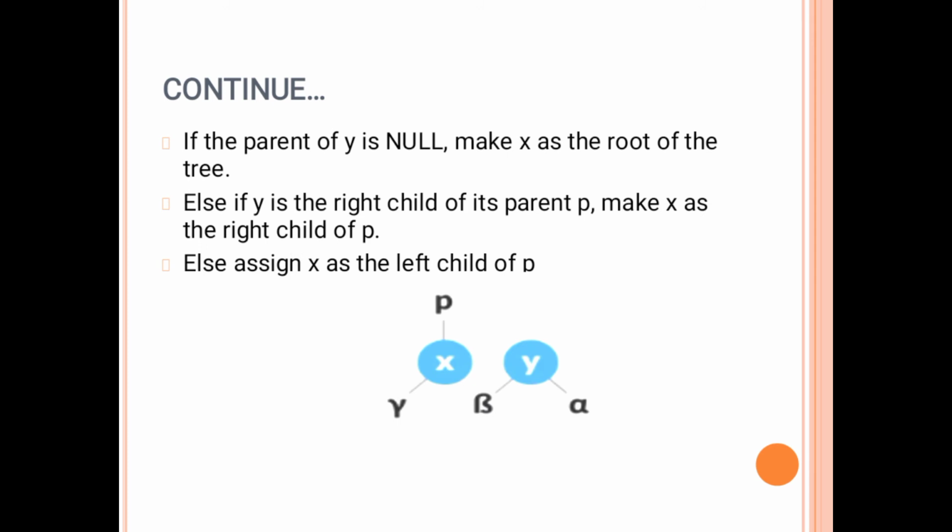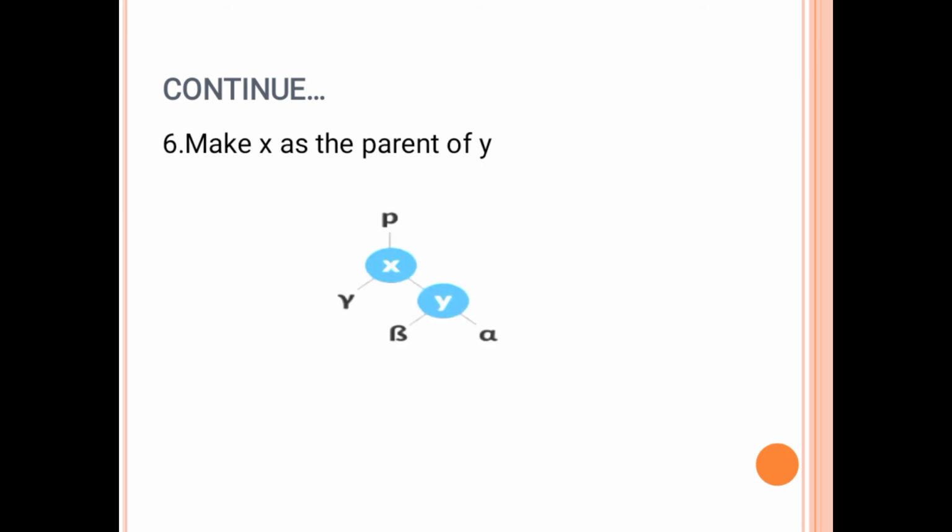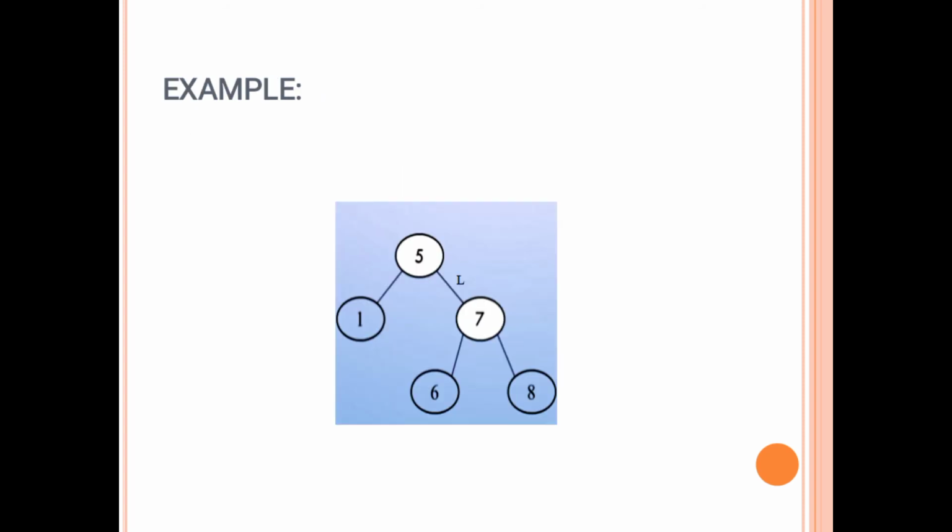If the parent of y is null, make x the root. x has a child on the right side, and we connect that child to the left side of y. This is the connection of the children. Finally, x becomes the parent of y. This is the right rotation of the red black tree.